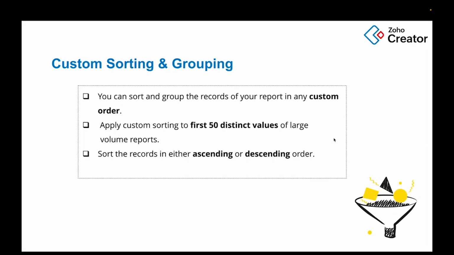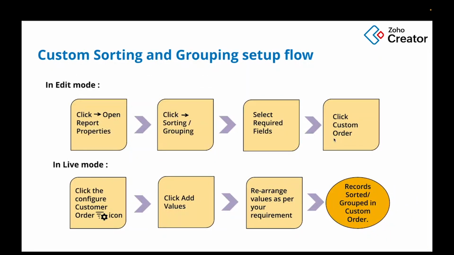This option will allow me to arrange records in the order that we desire, without being restricted to a predetermined pattern. So I can apply the custom sorting to the first 50 distinct values of large volume reports, and I can sort the remaining records either in ascending or descending order. So this is the complete setup flow for how to create the custom sorting and grouping.